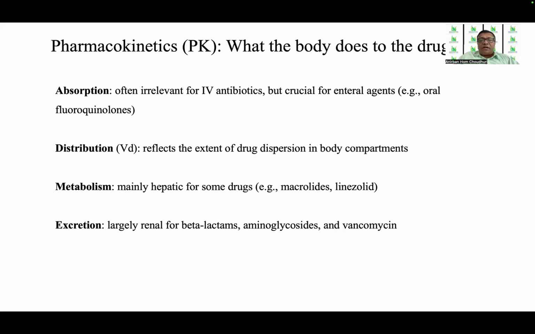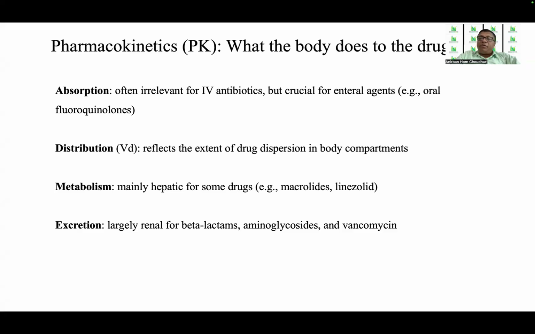As we know, pharmacokinetics means what the body does to the drug. So whenever a drug is administered, first there is absorption. Absorption is often irrelevant for IV antibiotics in the ICU because almost 100% is bioavailable, but it is crucial for enteral agents like oral fluoroquinolones if they are used. Then there is the volume of distribution, which reflects the extent of drug dispersion in the body compartments. Whenever we administer a drug, initially it is in the blood, which is the central compartment, and then it spreads to the peripheral compartment, which is the peripheral tissues.